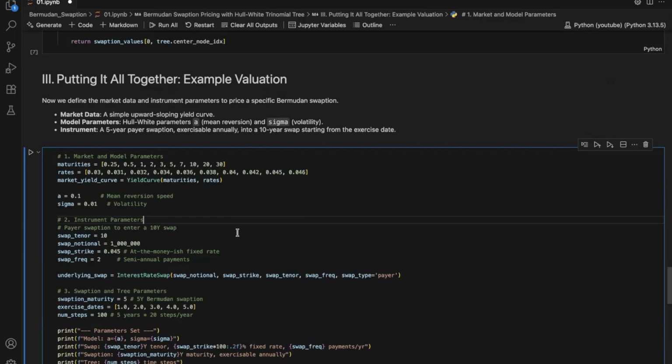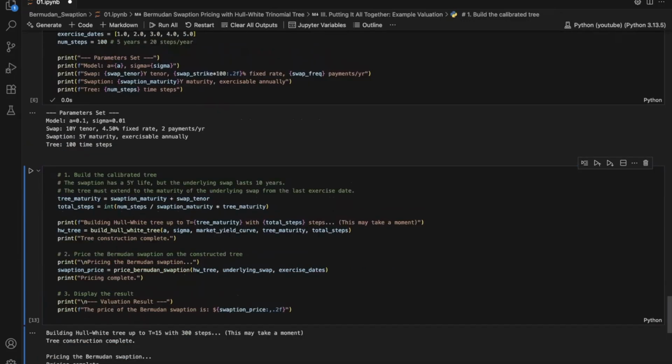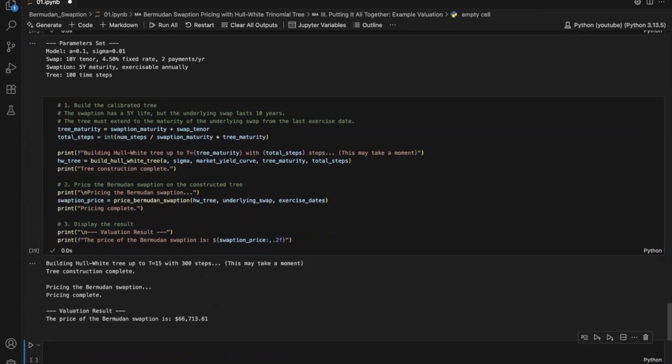The tree needs to extend to the final maturity of the underlying swap, which is 5 years from the swaption start plus the 10-year swap tenor. When we execute the code, first the calibrated Hull-White tree is constructed. This can take a moment as it solves for alpha at each time step. Once the tree is built, the swaption pricing function performs the backward induction. The final valuation is complete. Now let's run this.